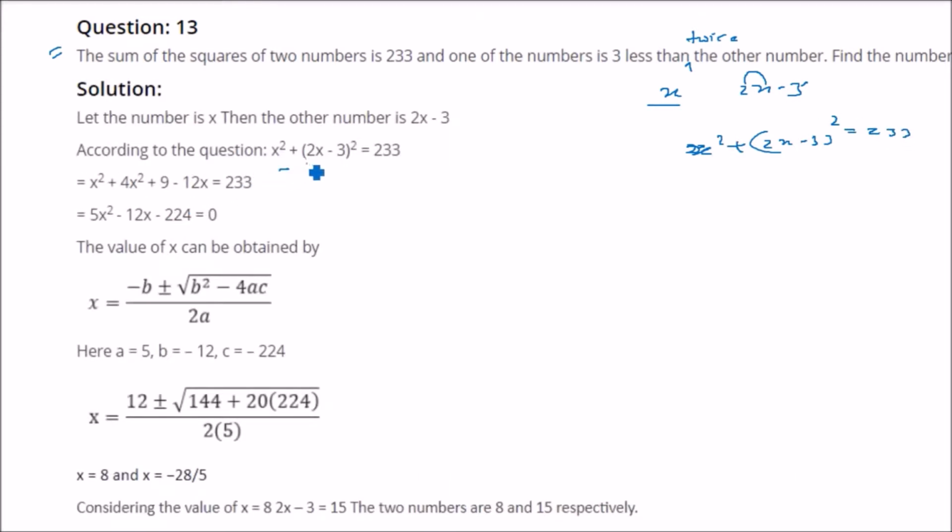So we'll just open it. x square plus 2x square is 4x square, 3 square is 9, and minus 2 into 3 into 2x, that is minus 12x. So this will be 5x square, this will be minus 12x, and this will be minus 233, bringing it here. 9 minus 233 will be minus 224.